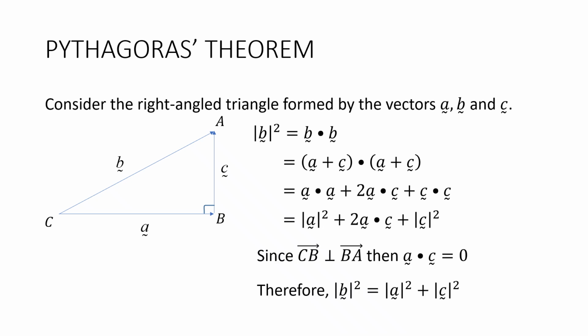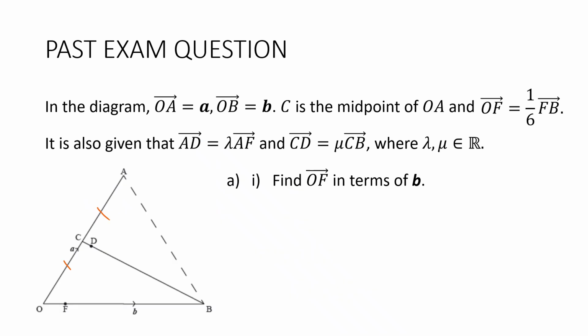Therefore, the magnitude of B all squared is equal to the magnitude of A all squared plus the magnitude of C all squared. And we're done. All right, let's finish off with a past exam question.